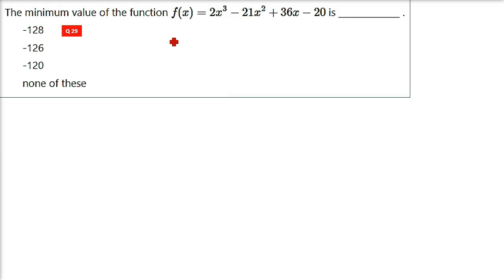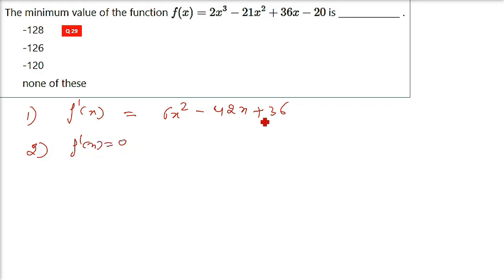Alright. The minimum value of the function, this one: we will first differentiate this function. Once you differentiate, you will get 6x square. I'm not writing the original function, it is already in front of you. So this is the first derivative I'm writing: 6x square minus 42x plus 36. For local minima and maxima, you have to equate this to 0. So 6x square minus 42x plus 36 equals 0. You can divide the left hand side and right hand side by 6.